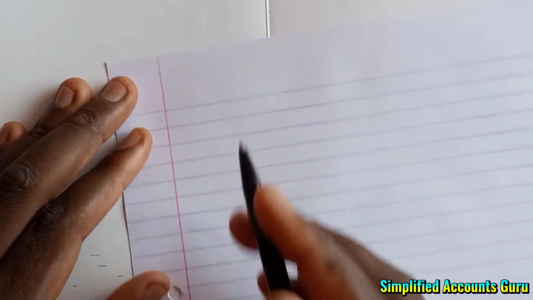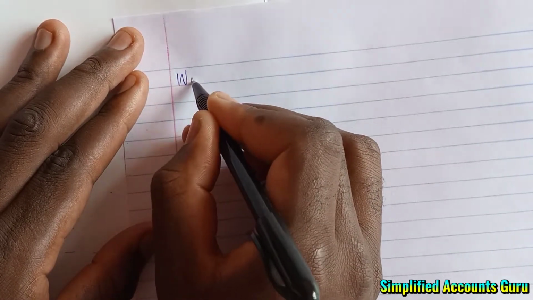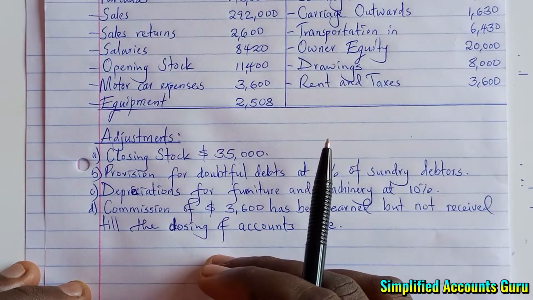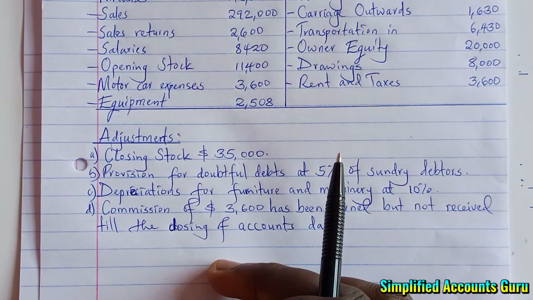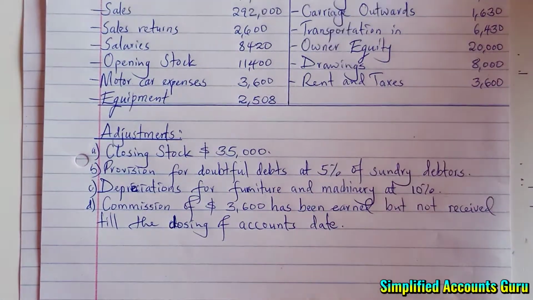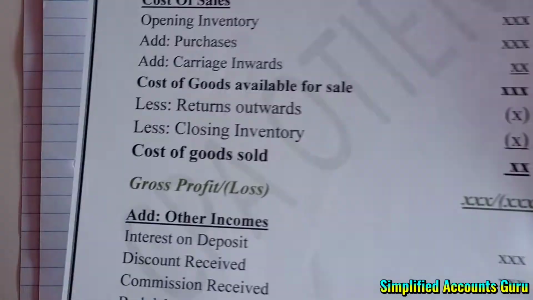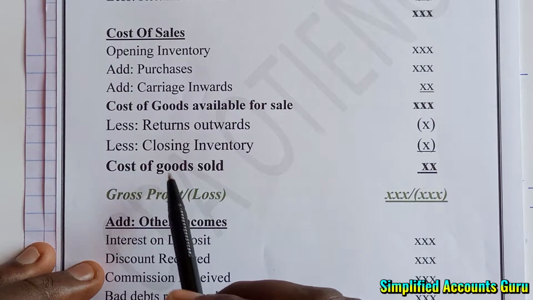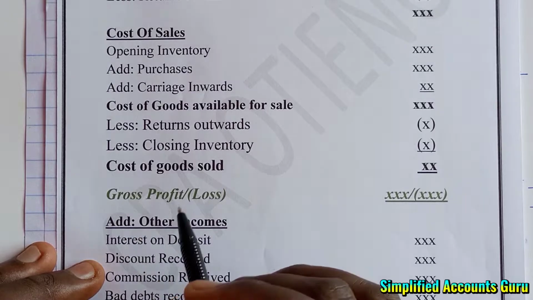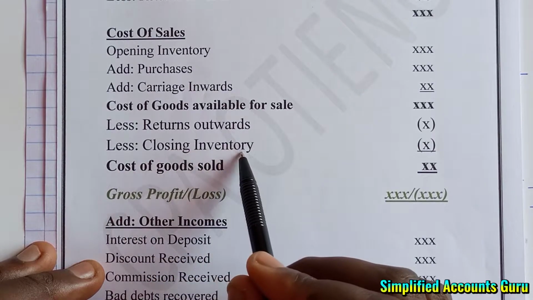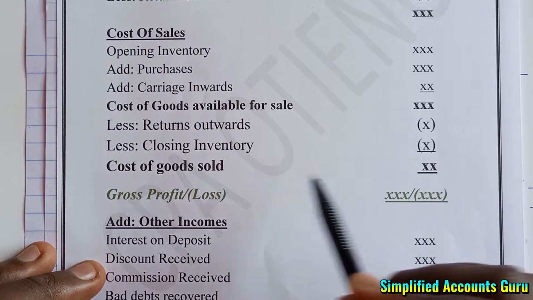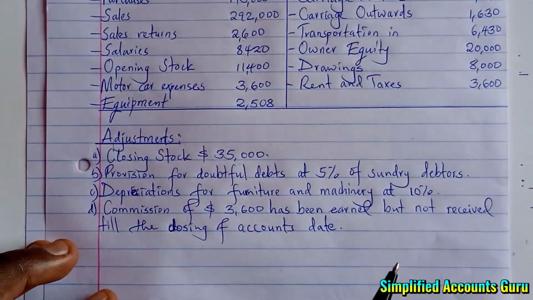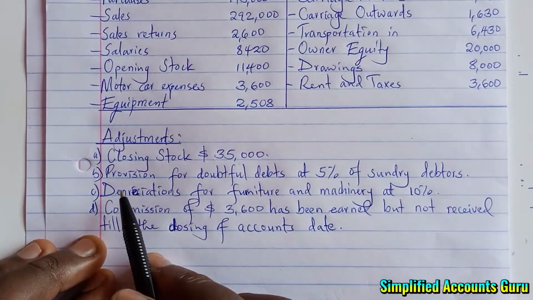So we'll be having here workings. So we've been told about the closing stock, which is at $35. So that closing stock, we are not going to use it in the workings, but we'll wait. By the time we are computing the cost of sales, we'll put it here, the closing inventory. That figure will be used to get the cost of goods sold. So we can leave that one, then go to this one.